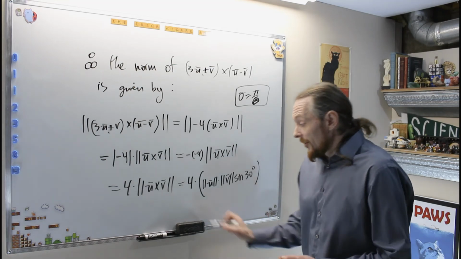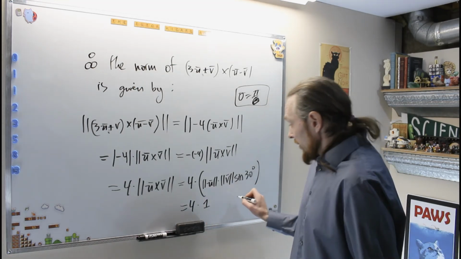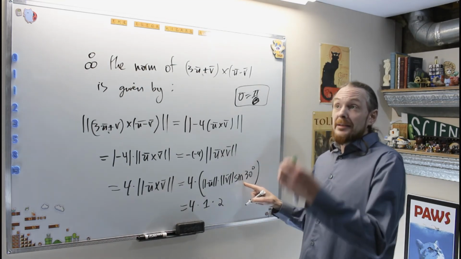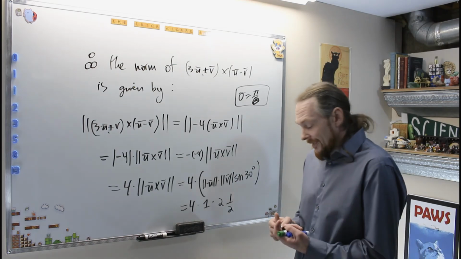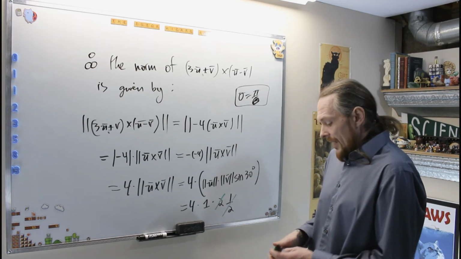And what does that become? That becomes 4 times the norm of u, which was 1, the norm of v, which was 2, and sine of 30 degrees is 1/2. So 2 and 1/2 cancel, and I get 4.